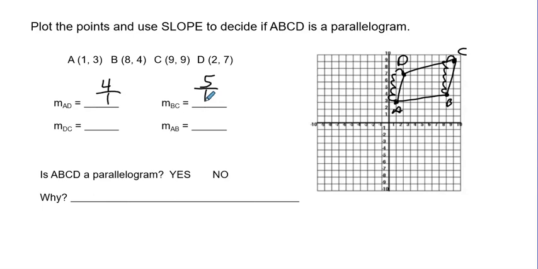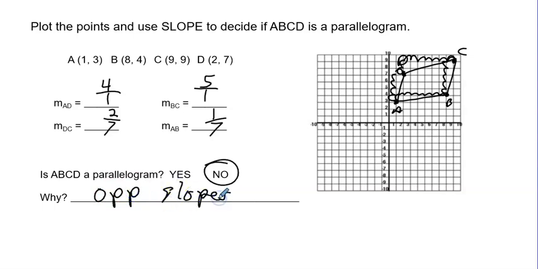But let's keep going. DC, 1, 2, 1, 2, 3, 4, 5, 6, 7. So 2 over 7. And from A to B, 1, 1, 2, 3, 4, 5, 6, 7. So the answer is no. The opposite slopes are not congruent. And there you go.